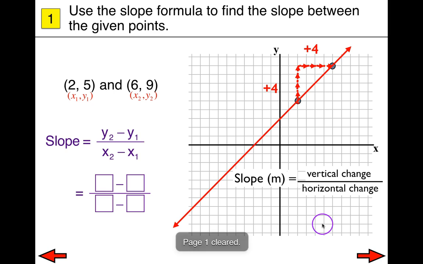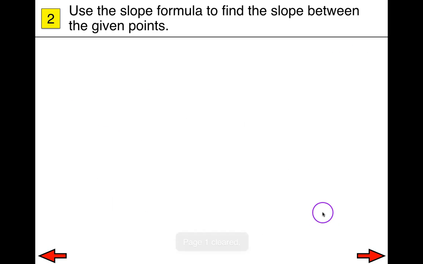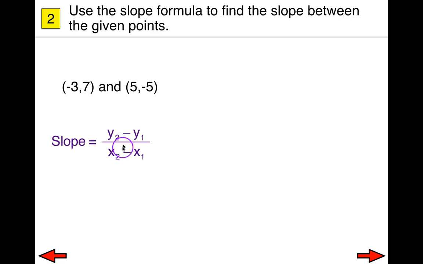So now we're going to go ahead and jump into the next example here. The instructions are the same. We're going to find the slope using the slope formula given 2 points. Now, just like before, what you're going to want to do is write down your formula, the difference in y's over the difference in x. So again, second y minus the first y, second x minus the first x.